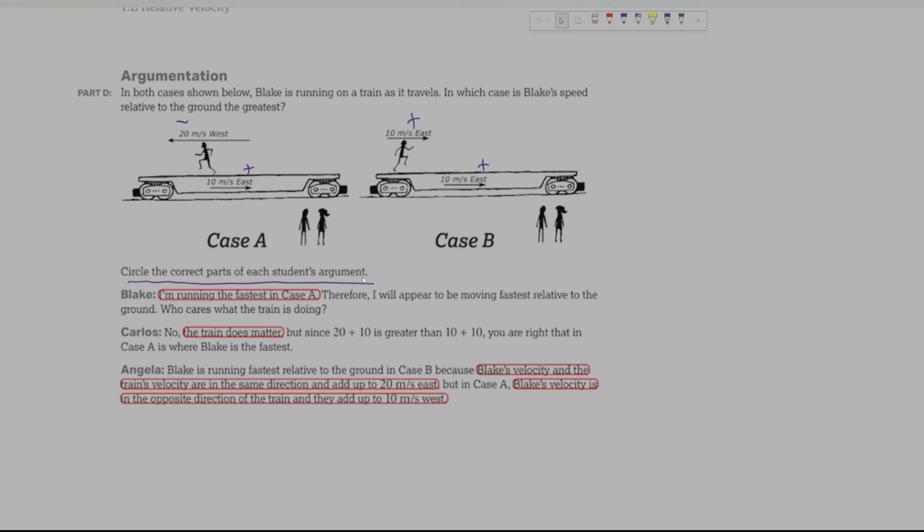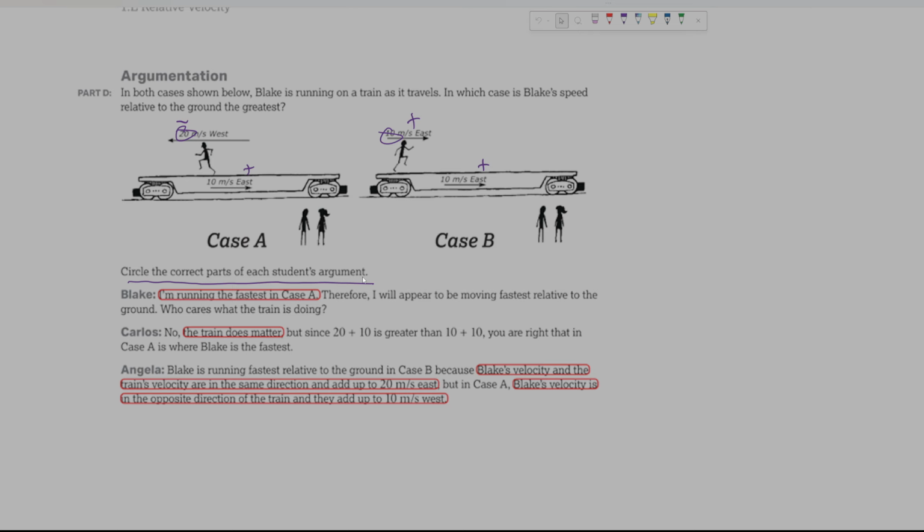And that's going to be normal. People often say things like that where maybe they're not completely wrong, but they got some part right and some part wrong. So the directions say to circle the correct parts. Assume that there is a correct part to circle. Okay, so Blake says I'm running the fastest in case A. This is true. Like from his perspective, he's running the fastest. He's running at 20 meters per second. In case B, he's running at 10 meters per second. 20 does seem a little bit bigger than 10. So he's running faster in case A.